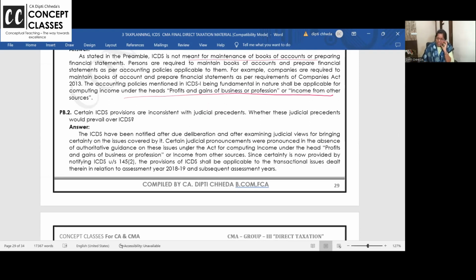Certain ICDS provisions are inconsistent with judicial precedent. Whether judicial precedents would prevail, star mark, very important. What do you mean by judicial precedents? Supreme Court and High Court judgments are saying something different, ma'am, and ICDS is saying something different. Whom should we listen to? Judicial precedents. You know why? Because ICDS started in 2016. Before that, if any judicial precedents were there, fine. After that, if they have changed according to the ICDS, then follow the ICDS.